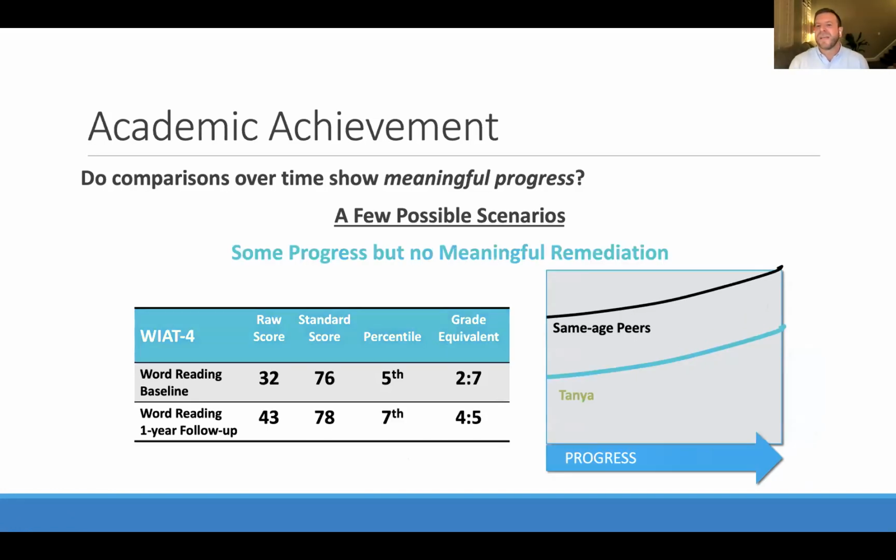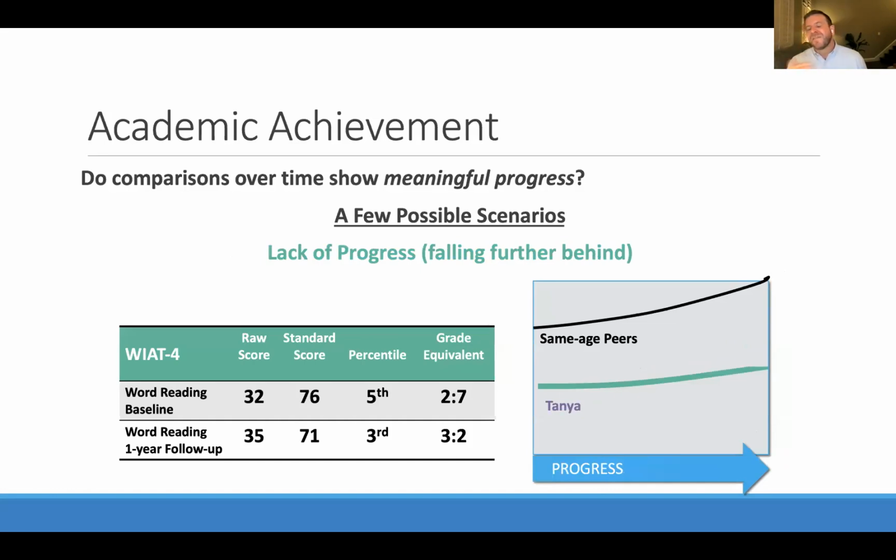Sometimes we might do a follow-up assessment and see something like this. At time 1, at the baseline, Tanya's at the 5th percentile, and then at time 2 at the 7th. Those are very similar numbers, just chance differences. What that looks like in its entirety is that the gap is about the same. It's not that Tanya is not making any progress, but Tanya is not making meaningful remedial progress. The gap is not closing. This comes up a lot with students who are making some progress but not closing the gap, so it's not remedial progress.